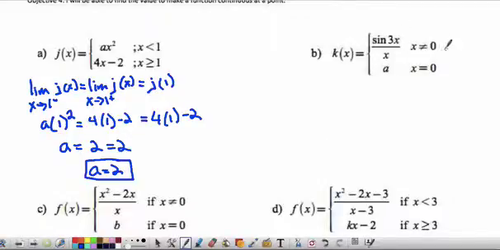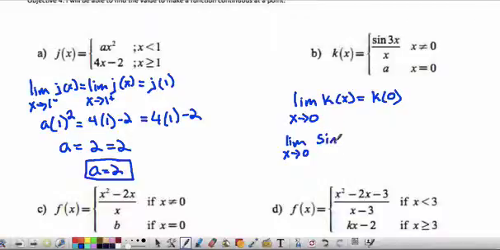Okay, in this case, we don't know what the left and right are, but we do know that the left and right have to be the same. So we're just going to find the limit as x approaches 0, and that means from the left and the right, of k of x, and it has to be equal to k of 0. So I'm going to substitute in. I need the limit as x approaches 0 of sine 3x over x.